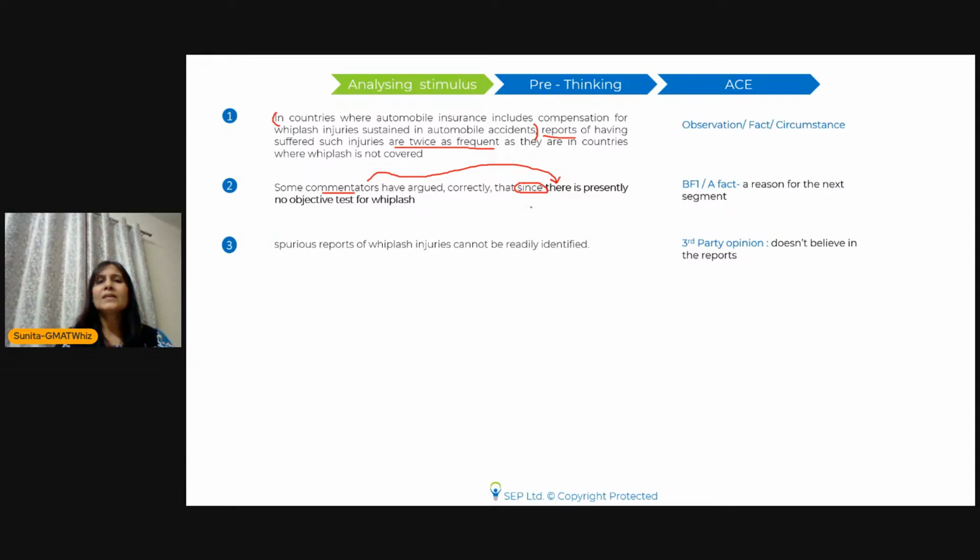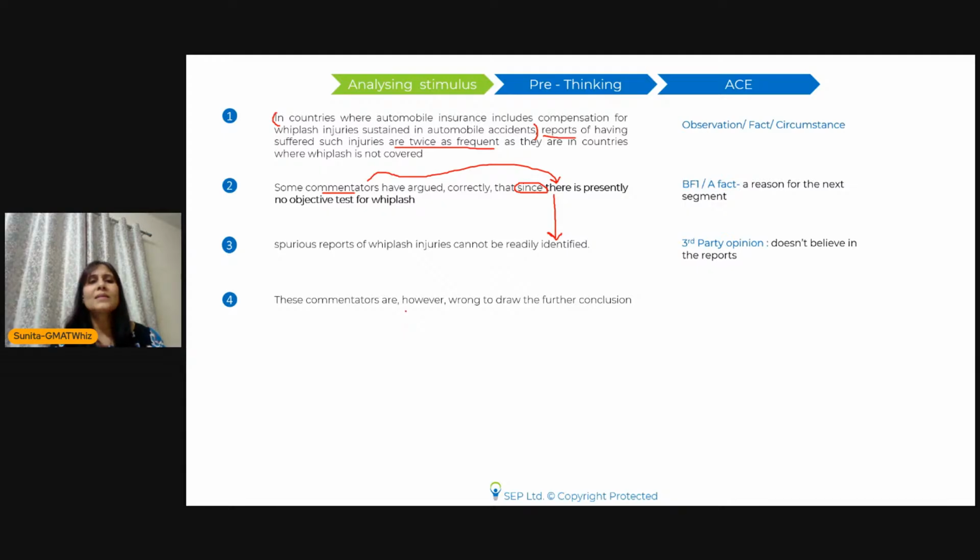So the commentators have argued that because there is no objective test for whiplash, spurious, meaning false, reports of whiplash injuries cannot be readily identified. So based on the fact that there is no test, the commentators say that you cannot identify false reports, and the author agrees with this. So far we don't have any opposite direction in the passage. Okay, let's go to the next one.